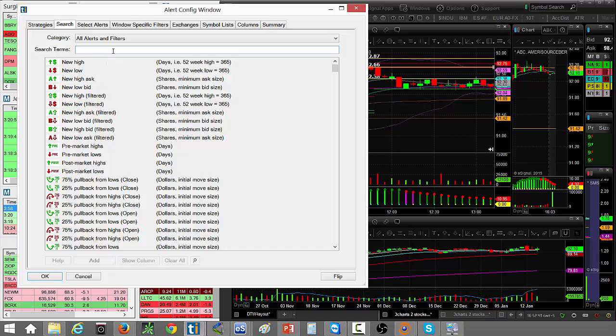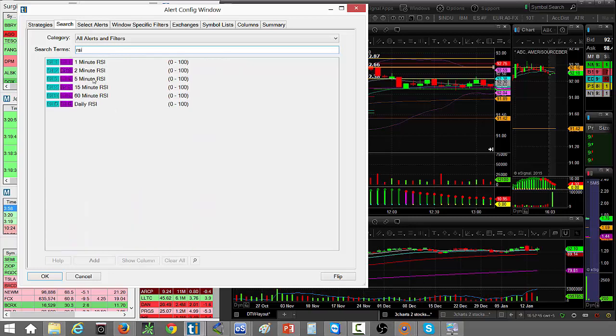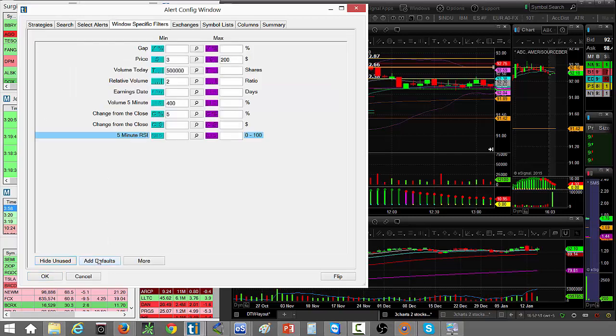Now what I typically do is I'll just start typing in what I'm looking for. So let's say I want RSI. Boom, there's RSI. I'm going to use the 5-minute RSI, and I'm going to click Add Filter. I want to look for stocks that have an RSI of at least 80. So this is going to be the beginning of a surging up scanner. A top reversal scanner.